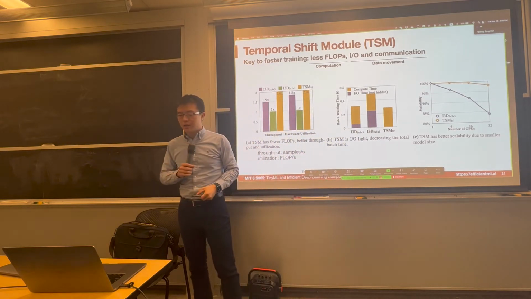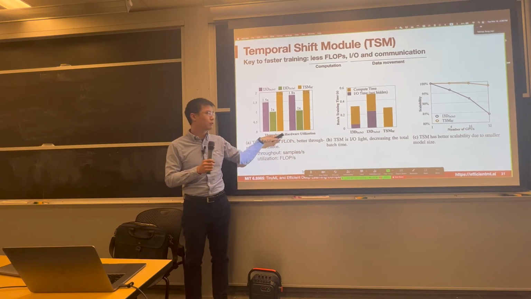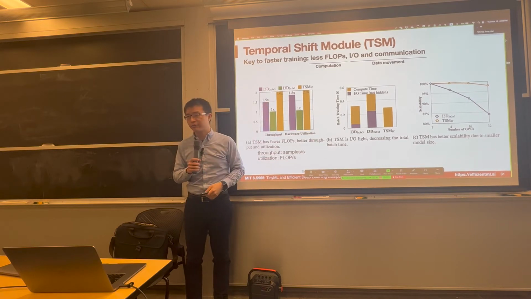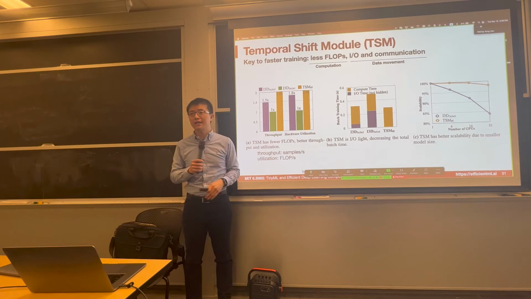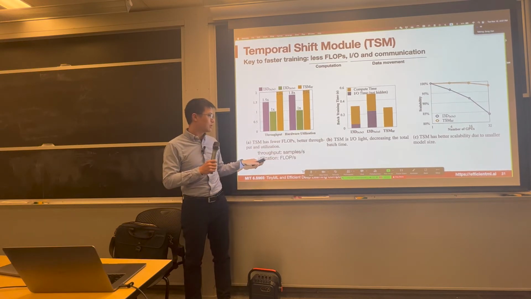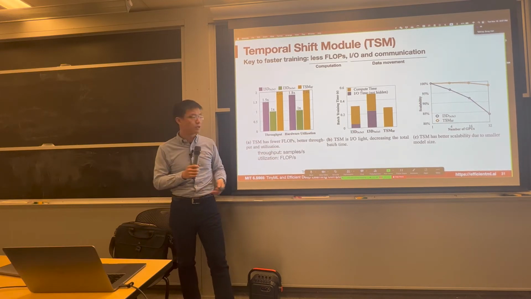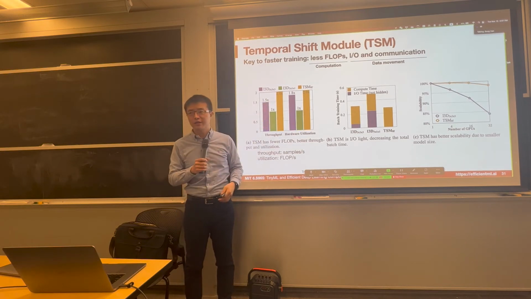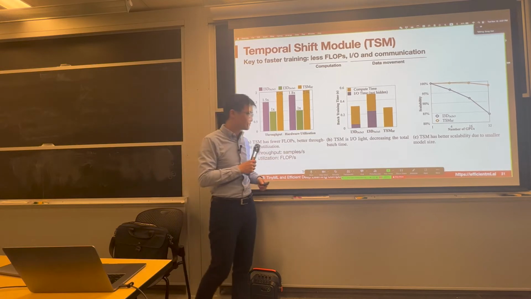Okay, so for temporal shift module, we compared the throughput and the hardware utilization with baseline methods like I3D, the 3D convolution-based methods. Throughput is basically how many videos you can process, you can train per second, and utilization is the flops per second. And actually this TSM can outperform I3D by a large margin for both throughput and hardware utilization.